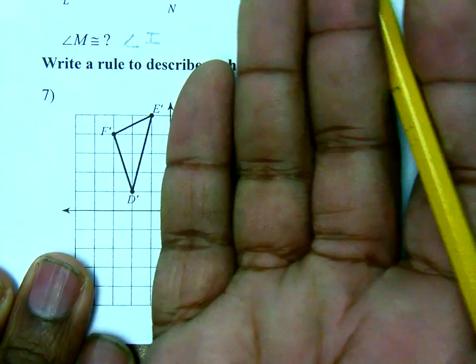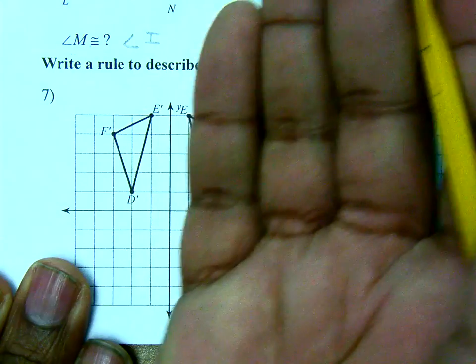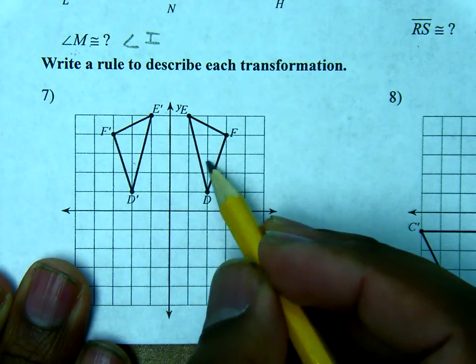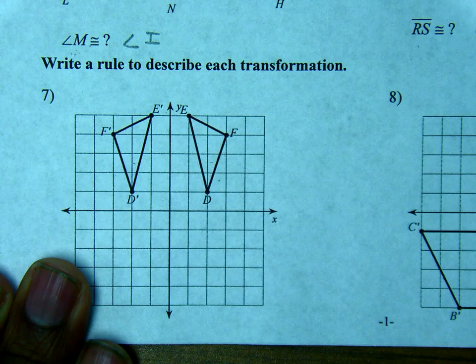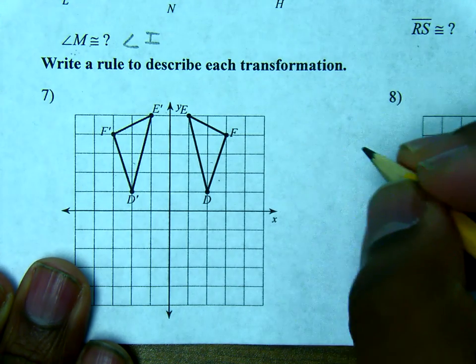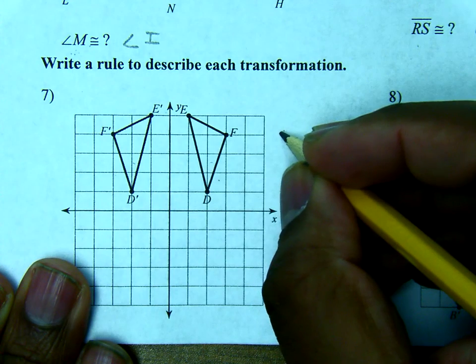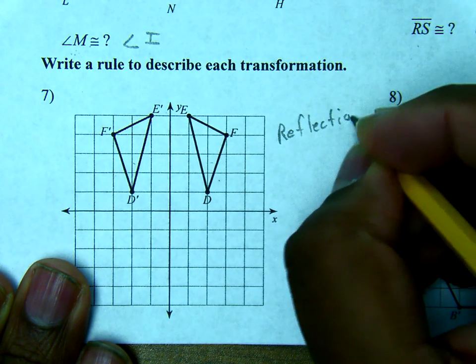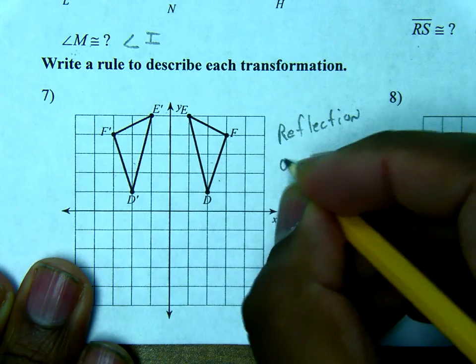And you can tell that this has been flipped over. And not only has it been flipped over, but it's been flipped over the y-axis. So we would say this is a reflection over the y-axis.